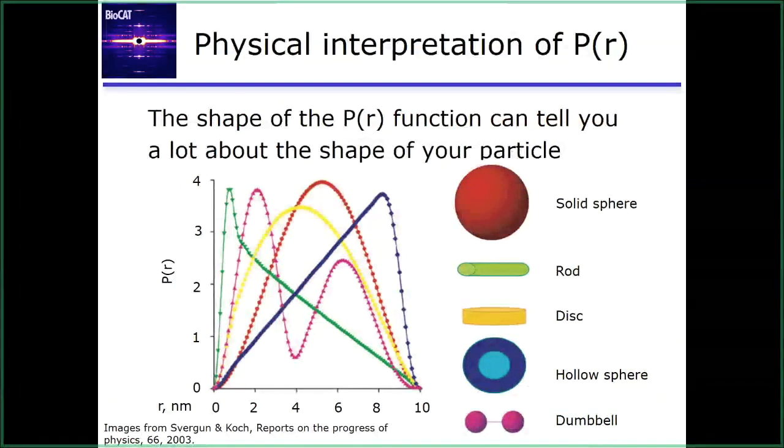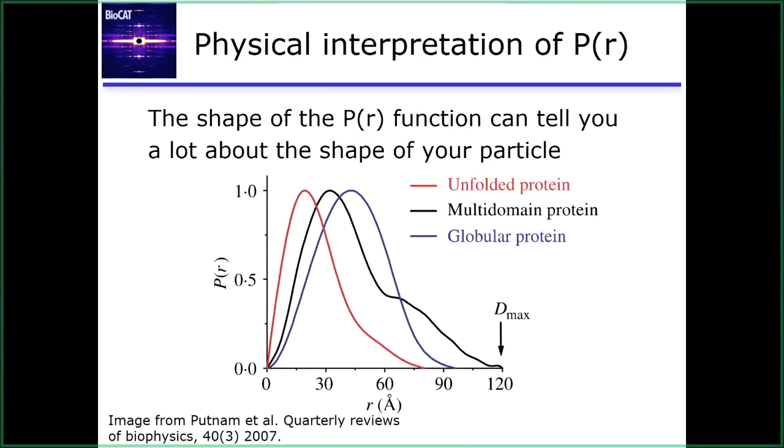This is very characteristic of what you might see in a multi-domain protein. So this is some real data from proteins. And just from the shape of the P of R function, you can tell a lot about the shape. The blue one is a globular system. It looks basically like a sphere. The black one is a multi-domain. The domains aren't necessarily the same size or the same separation, but you do have that shoulder on it. This is very indicative of a two-domain system, or more than two-domain, depending on what you have. You can also learn things about flexibility and unfoldedness, which I'm not really going to go into.